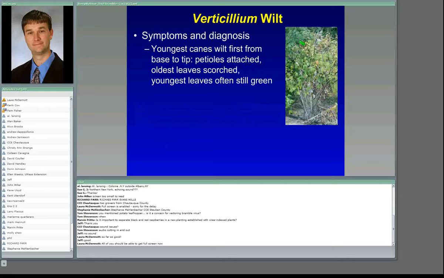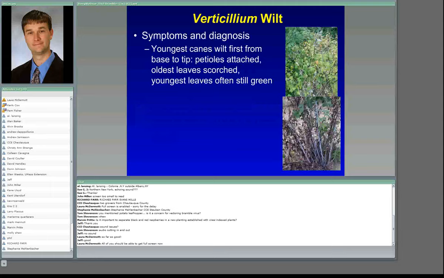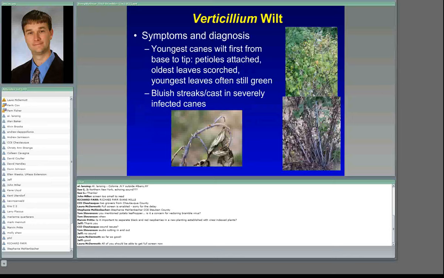Of course, here's a more severe situation where everything is scorched at the bottom. All the older leaves are pretty much ruined. They almost look burnt. One thing that you can also find in cases of severely infected canes, you'll see bluish spots. You might notice that this spot is a little pale brown or something like that, but this area here is a little more blue. These bluish indications may be an indication of verticillium infection.